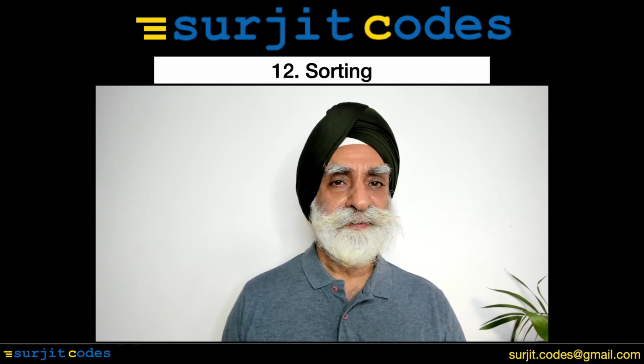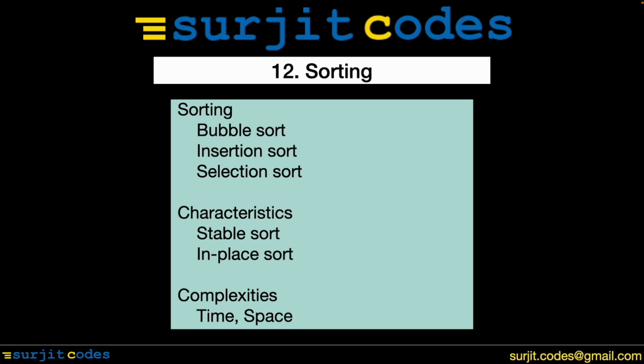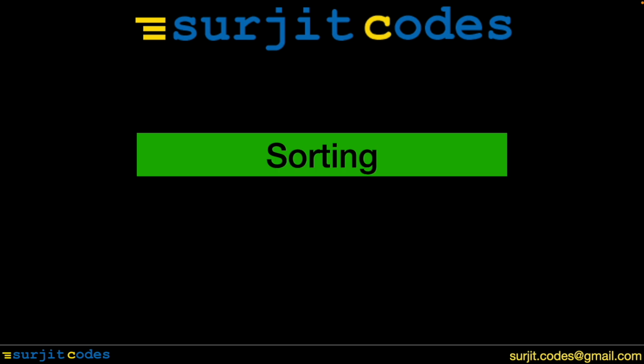Let us begin. In this session, we will learn about three sorting methods: the bubble sort, the insertion sort, and the selection sort. We'll know about the stable sort and about in-place sorting. We'll find their time and space complexities and compare them.